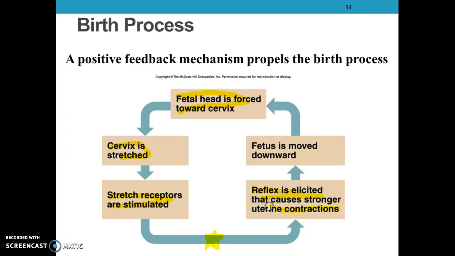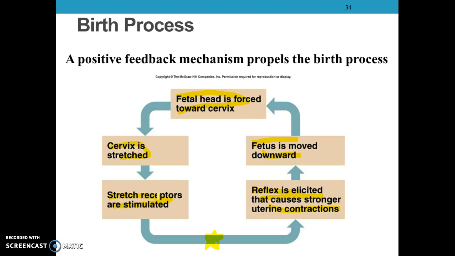The fetus is forced downward. That forces the head towards the cervix. That causes the cervix to be stretched even more. The stretch receptors are stimulated even more. They're going to release more oxytocin, and this just continues, so the contractions get stronger and stronger until delivery is complete. All right? So again, key word there is that this is positive feedback.